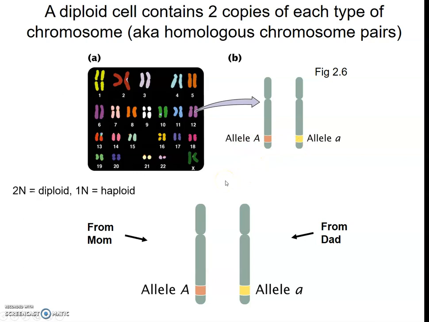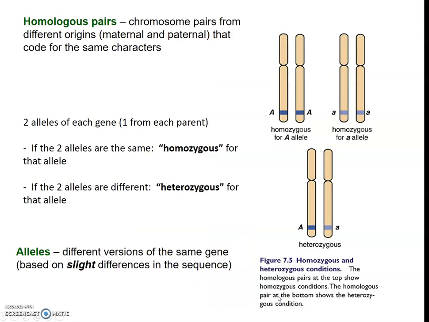So again, here we're saying this particular chromosome, the form of the gene at this location came from mom, relative to the form of the gene that came from dad. And so if those two forms of the gene are identical, we say that it's homozygous, whereas if the form of the gene is different, we say it's heterozygous.